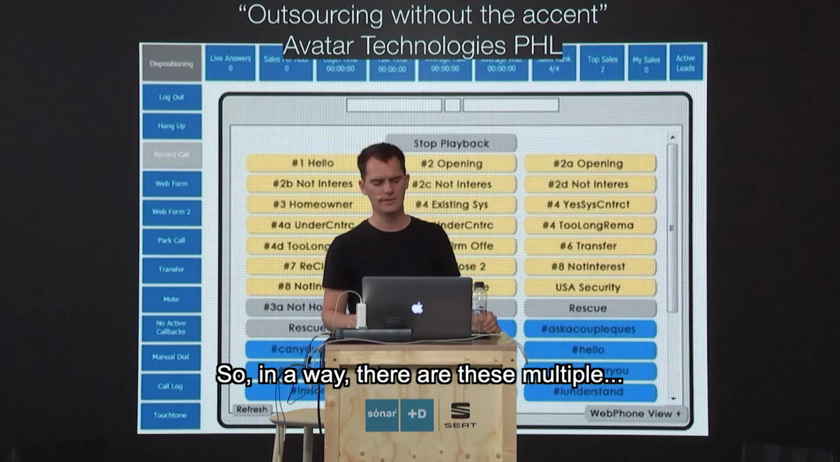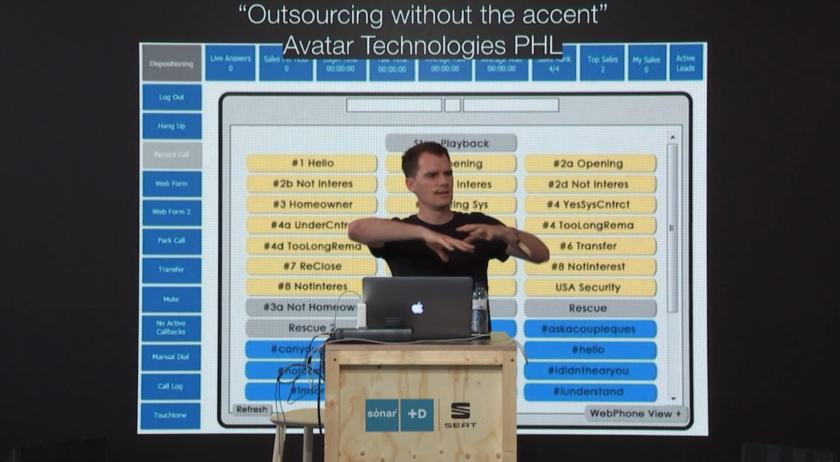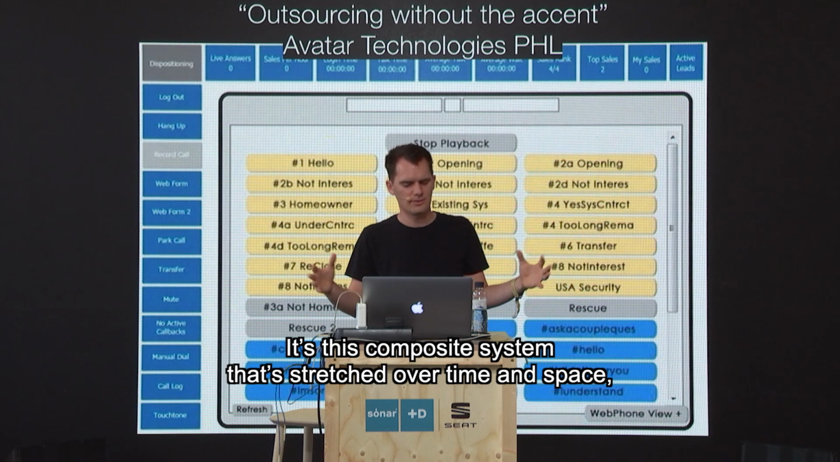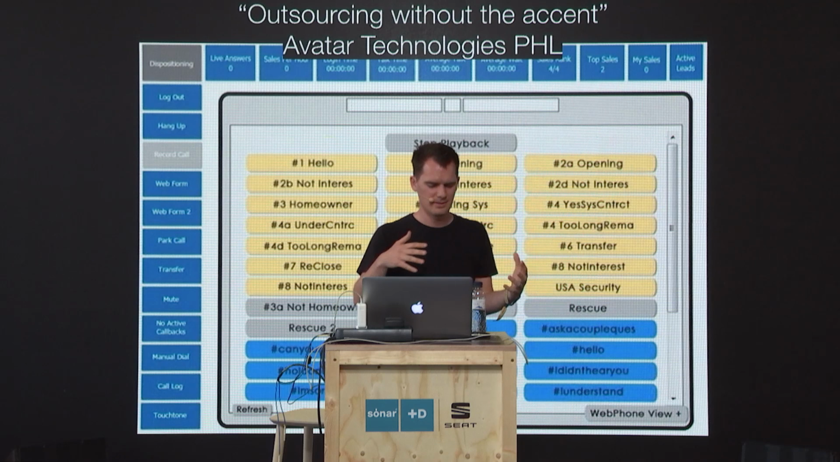So in a way, there are these multiple intelligences represented here. There's the people who recorded it originally, the people who are pressing the buttons. There's a whole infrastructure around this. It's this composite system that's stretched over time and space, all the way from this original recording to the interactive playback. And I think this breakdown of identity is one of the things that's most exciting for me about these collaborative AI-based, ML-based systems.